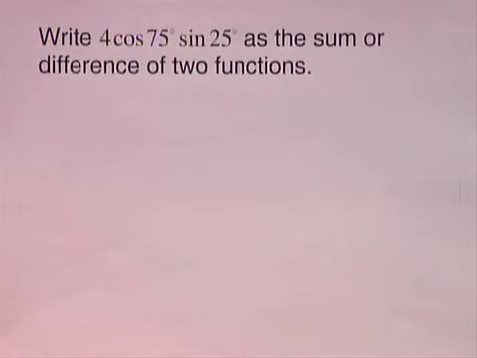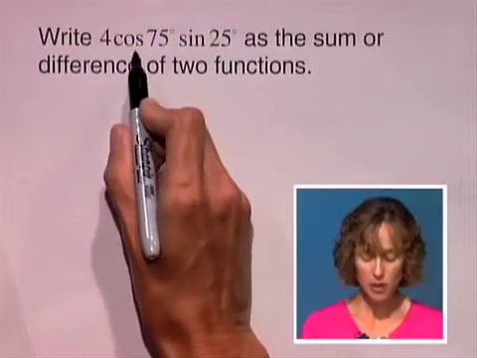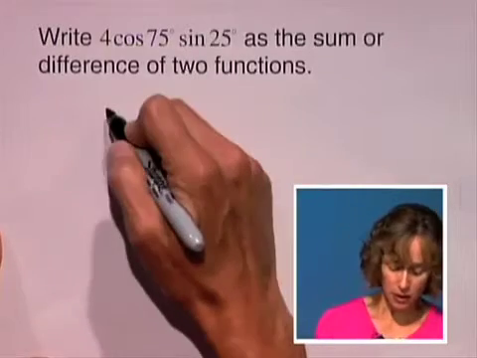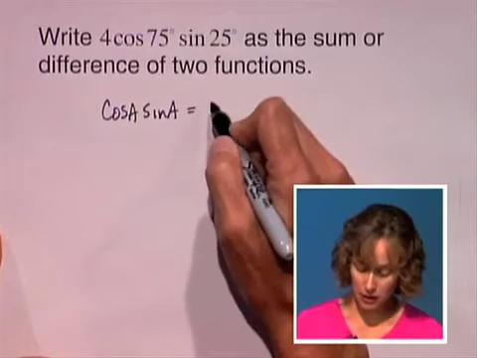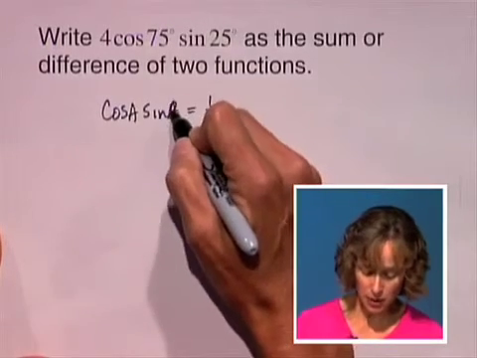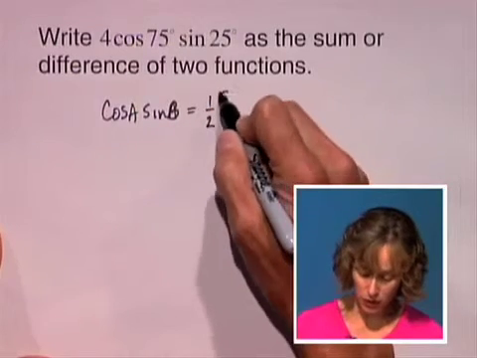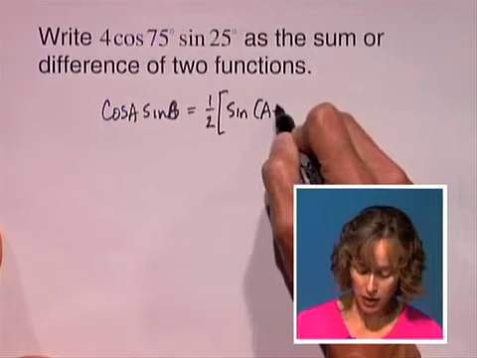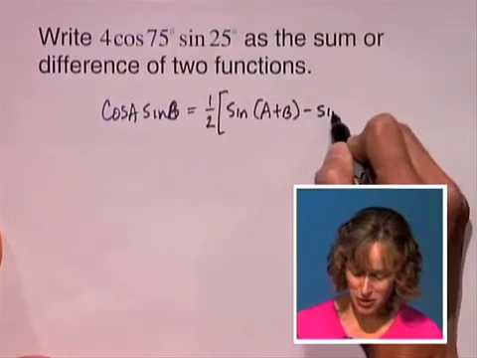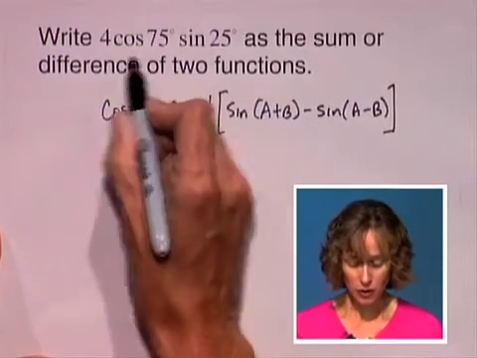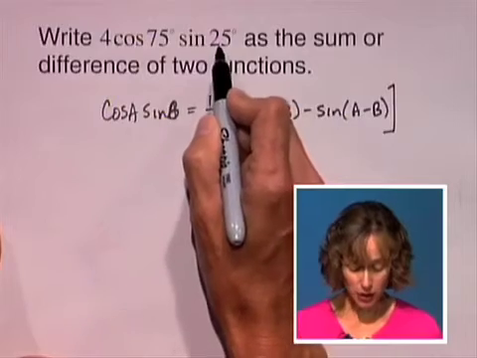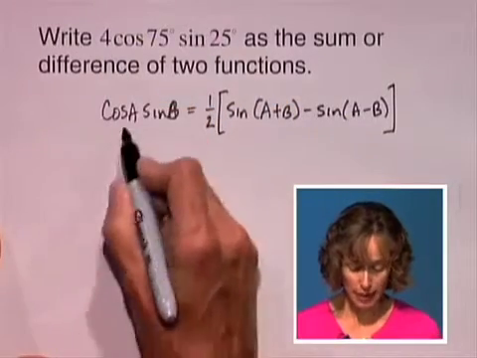Let's use a product to sum identity. We want to write 4 cosine 75 degrees times sine 25 degrees as a sum or difference of two functions. Well, this is a cosine times a sine. The cosine times sine product to sum identity is that cosine A times sine B is 1/2 times the sine of A plus B minus the sine of A minus B. So I'm going to use this. For A, I'll use 75 degrees. For B, I'll use 25 degrees. And I'll multiply each side by 4.